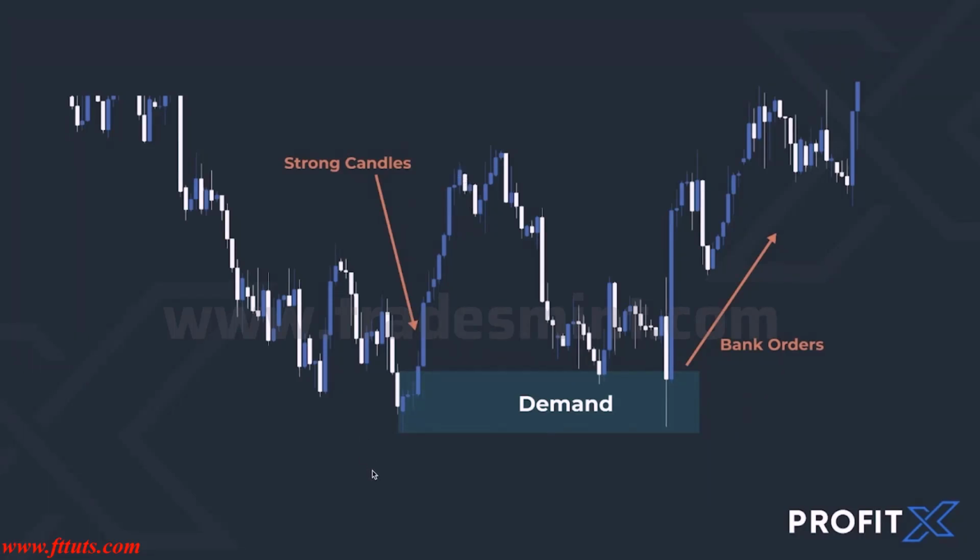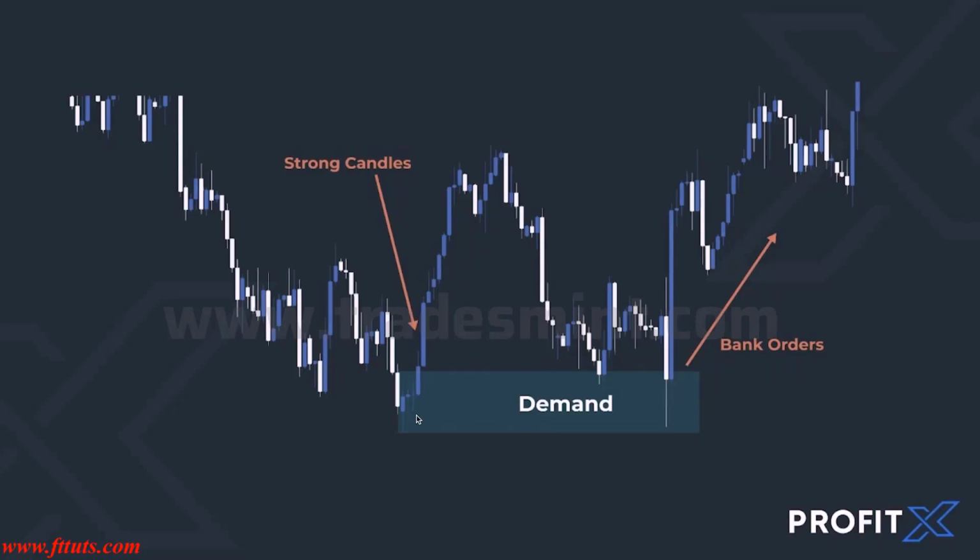Now, when that happens, we are alerted. We'll learn how to be. And other institutions are alerted that when price comes back to this area, there's a high probability that that same buyer and other big buyers will be waiting to buy aggressively again from this area.